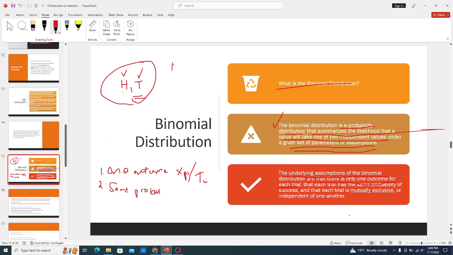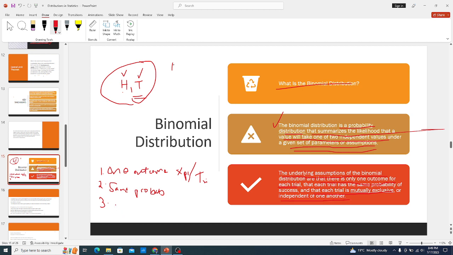So each trial, okay, each trial has the same what? The same probability of success. Okay, that's the second outcome. What about the third outcome? Each trial is mutually exclusive or independent of one another.